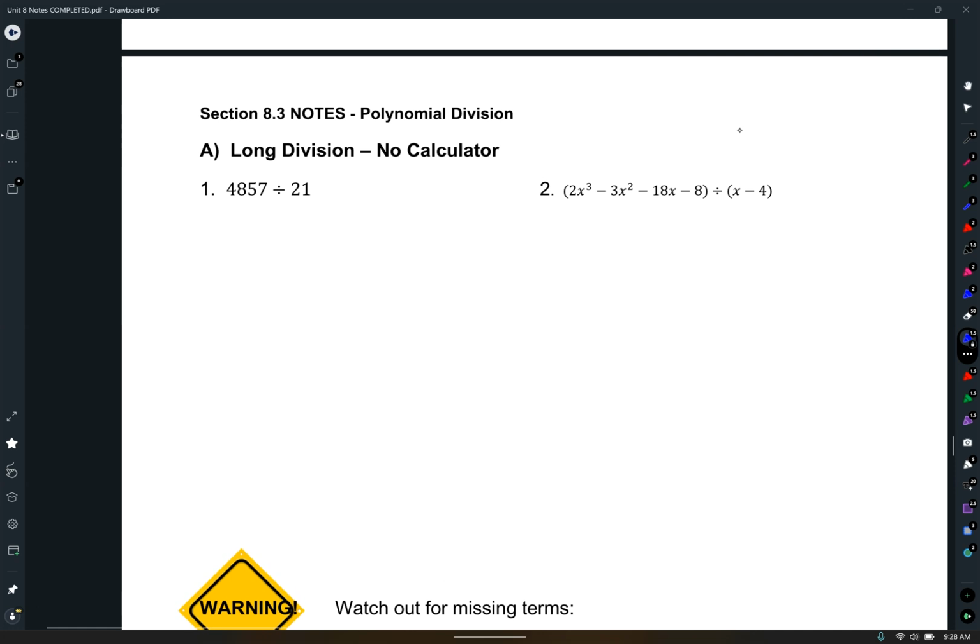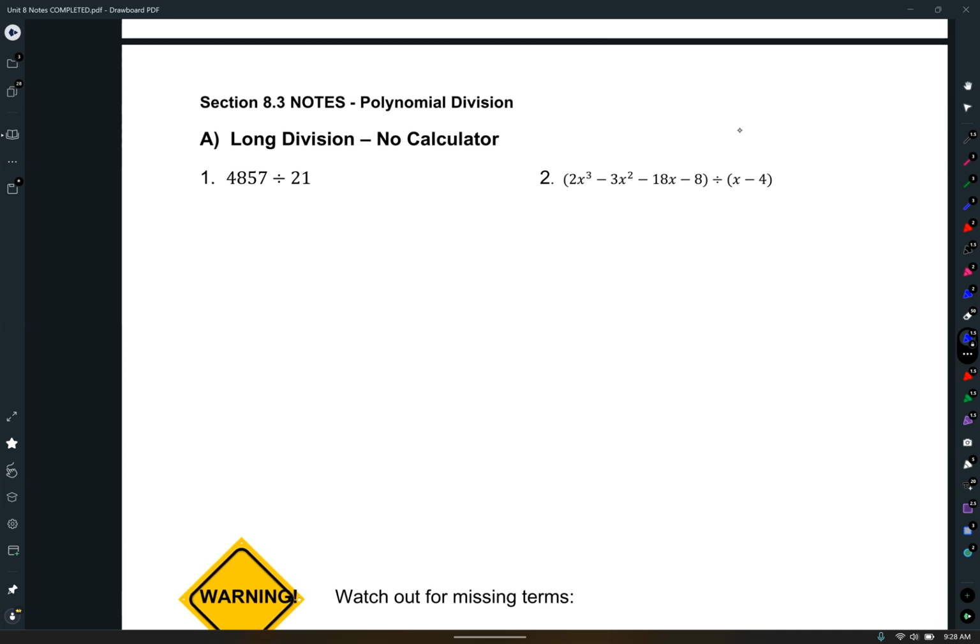So first of all, let's go back to like 4th or 5th grade when you first learned how to do long division, right? If I have to divide this out without using a calculator, remember you put the 21 on the outside, and then you put your 4, 8, 5, 7 on the inside. When you start dividing, you're asking yourself, how many times does 21 go into 48? And so we would start by saying 2 times.